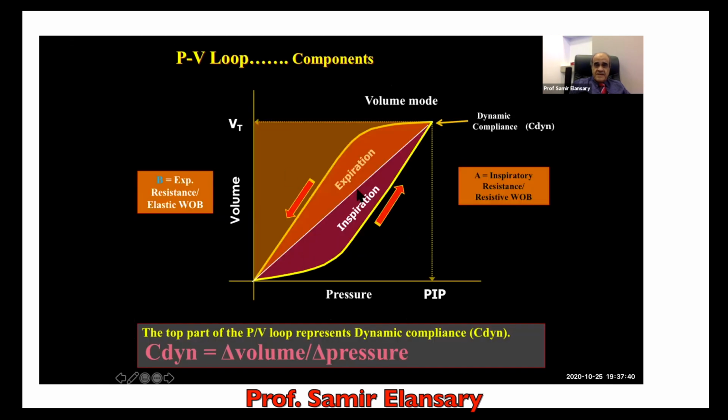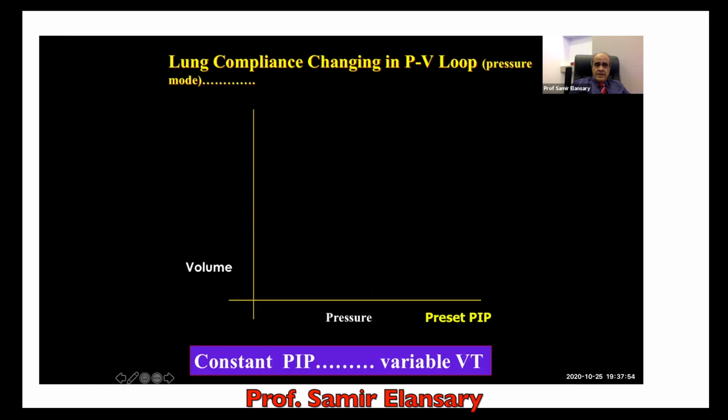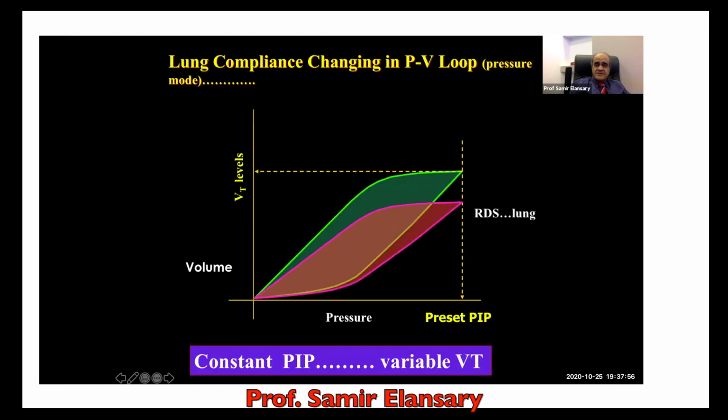This is inspiration, expiration. We have to be oriented with its normal position and normal size. This is a volume pressure loop. We can see lung compliance changing here.